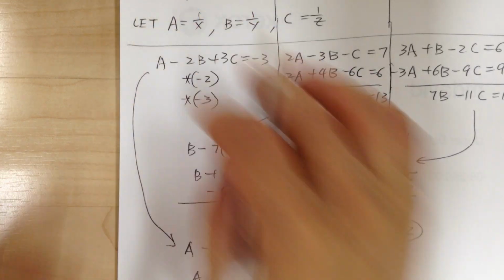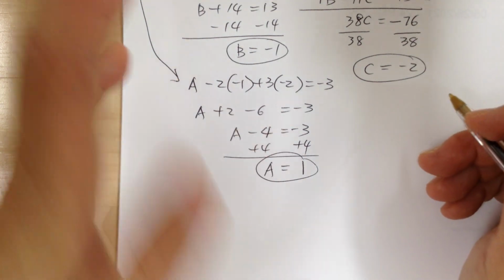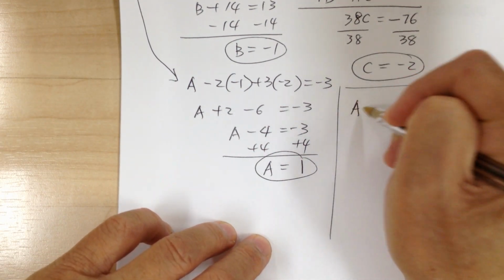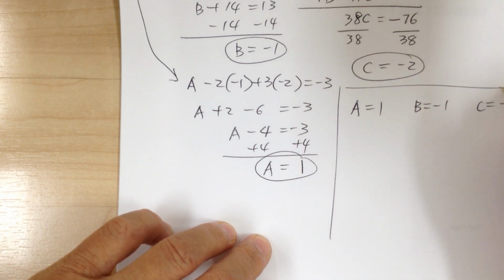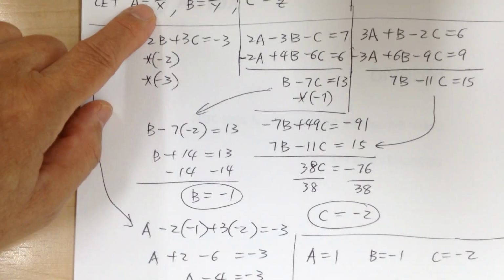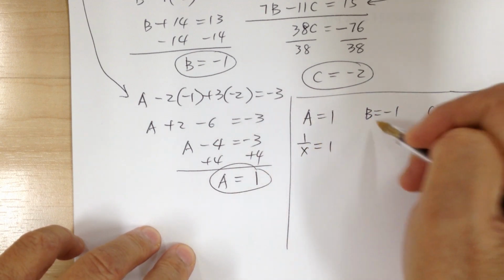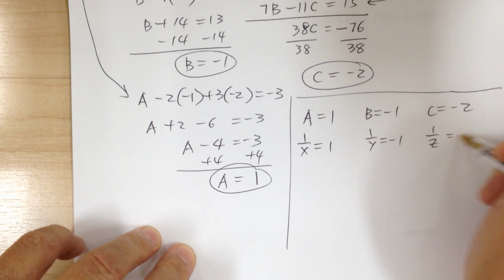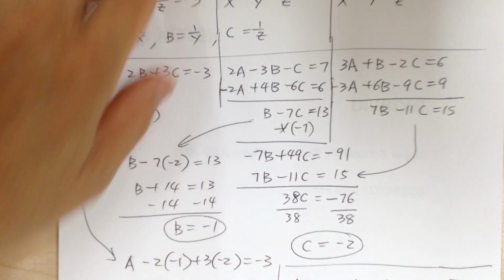Now you got a, b, c. So you have to go back over here and put things together. So you got a equal to 1, b equal to negative 1, c equal to negative 2. So we're going to substitute back a equal to 1 over x. So you got 1 over x equal to 1, and 1 over y equal to negative 1, 1 over z equal to negative 2. Again, we just substitute this back in here.